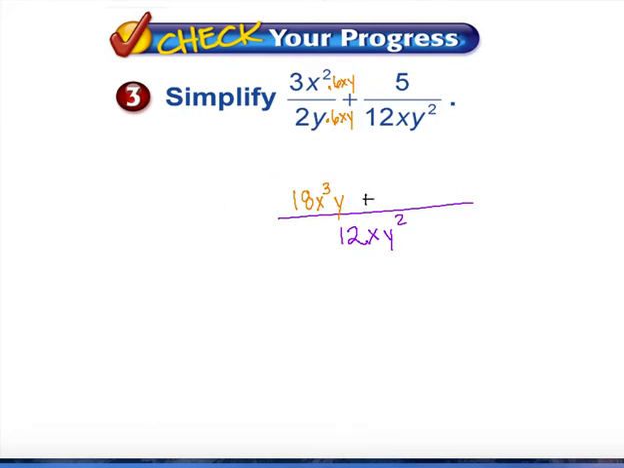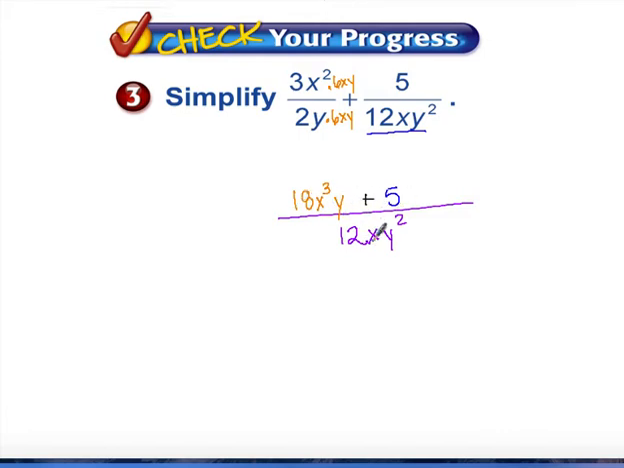Plus, now I'm going to look at the right-hand side. So 12xy squared doesn't need anything, so I don't have to change this because this was already our common denominator. So I'm just going to go ahead and bring 5 with me. So now I have 18x cubed y plus 5.